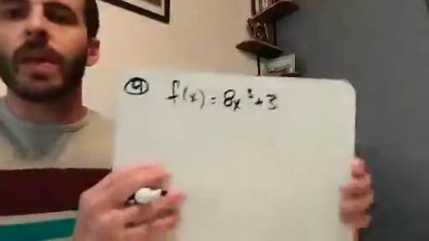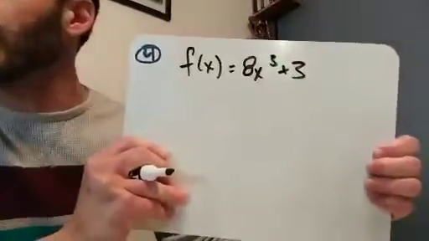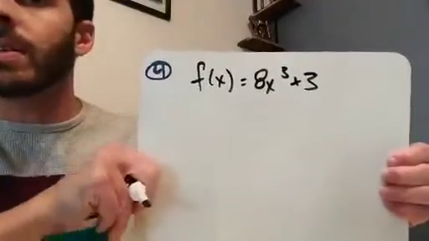Now, on to number 4. Here, we kind of talked about this at the beginning of the year. We had to start plugging things in. So there's a lot of stuff that you need to read, but we're going to do some words with this function, 8x to the third plus 3. So f of x equals 8x to the third plus 3. So we just read the sentences left to right.